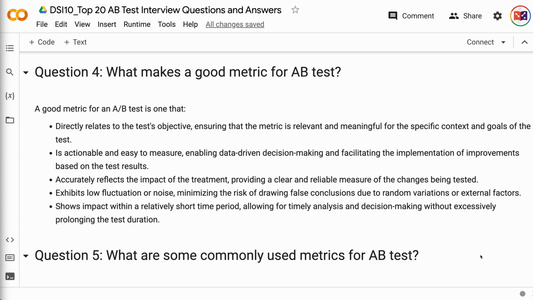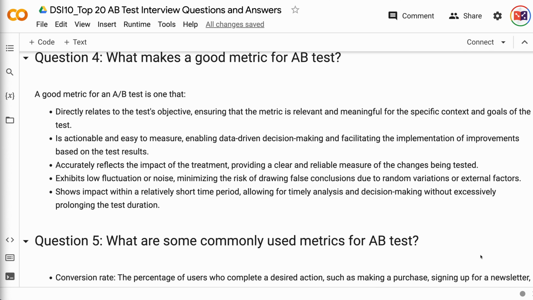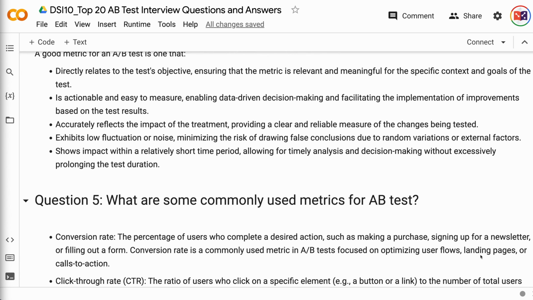2. Is actionable and easy to measure, enabling data-driven decision-making and facilitating the implementation of improvements based on the test results. 3. Accurately reflects the impact of the treatment, providing a clear and reliable measure of the changes being tested. 4. Exhibits low fluctuation or noise, minimizing the risk of drawing false conclusions due to random variations or external factors. 5. Shows impact within a relatively short time period, allowing for timely analysis and decision-making without excessively prolonging the test duration.